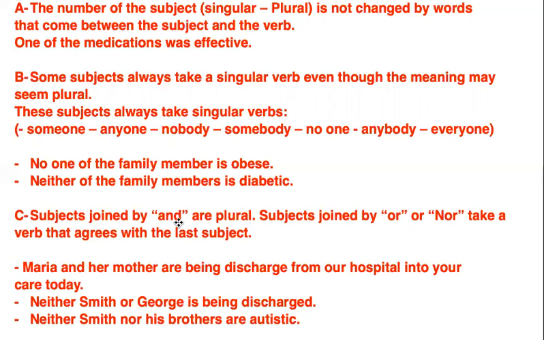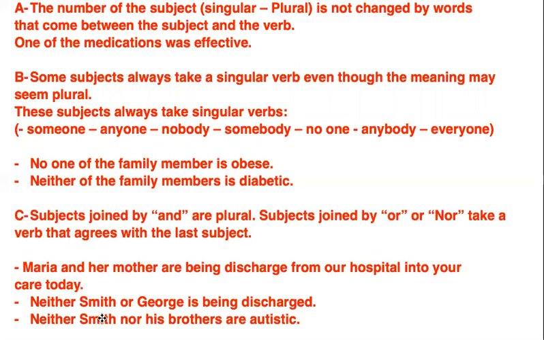Now, subjects joined by "or" and "nor": either...or, neither...nor. Whenever there is "or" or "nor," take a verb that agrees with the last subject. The last subject that comes after "or" or "nor" is the one I deal with. For example, "Maria and her mother are being discharged from our hospital intensive care today." Since we used "and," it's plural right away without thinking.